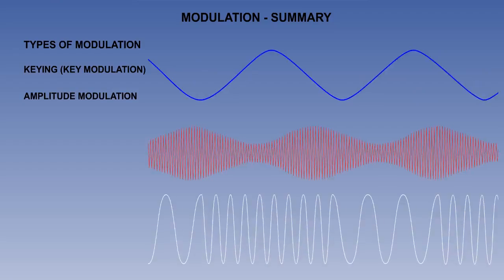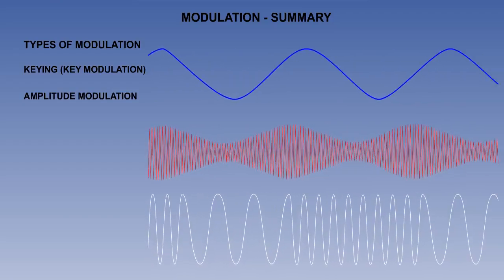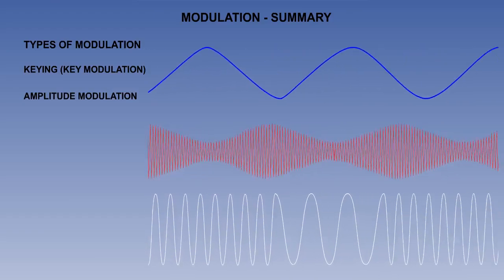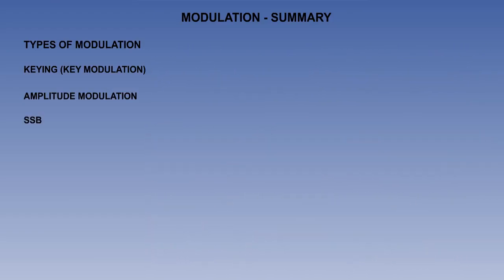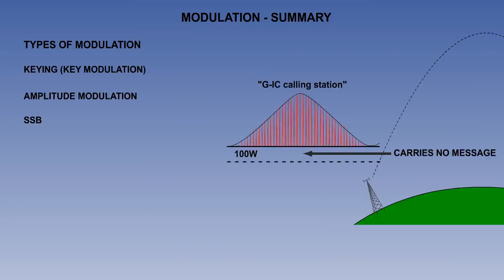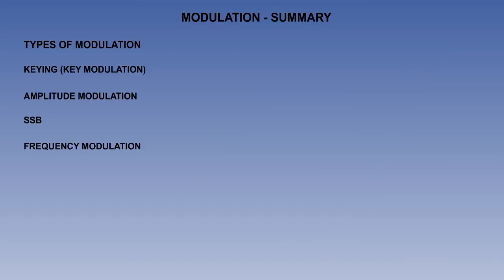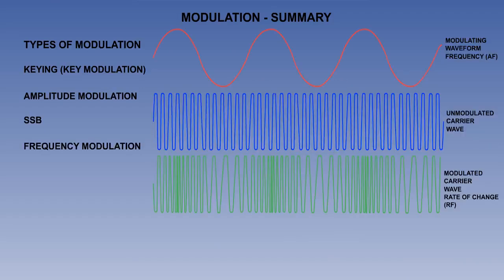Next, we looked at amplitude modulation. The frequency and amplitude of the information signal is used to modulate the amplitude of the carrier wave. Single sideband is a technique used in AM. It saves on bandwidth. Next was frequency modulation. It greatly reduces interference from static, but it uses a wide bandwidth.